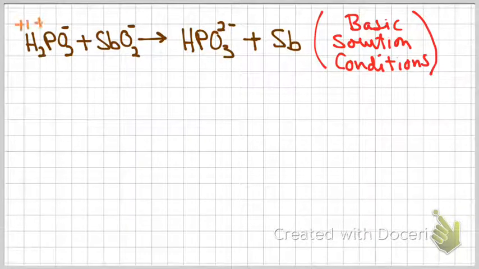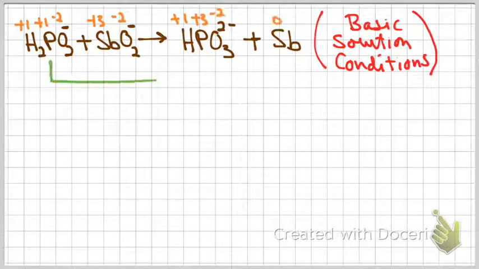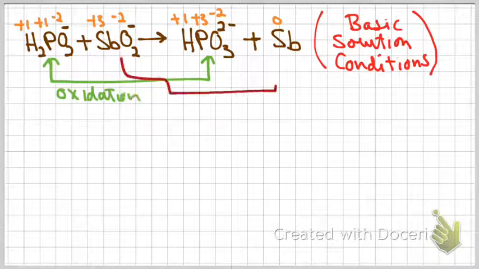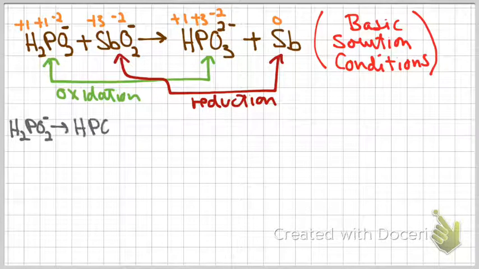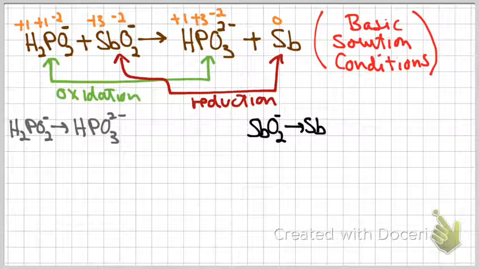The first of which, of course, is we have to go through and assign oxidation numbers to all of the species and identify what is being oxidized and what is being reduced. And here you can see that the phosphorus went from +1 to +3, so it was oxidized, and the antimony went from +3 to 0, so it was reduced. So as we did with our acidic solution condition, we're going to separate out the oxidation half reaction and the reduction half reaction. Now remember, the approach is very similar, so the beginning of this is going to parallel what you've seen in other examples.